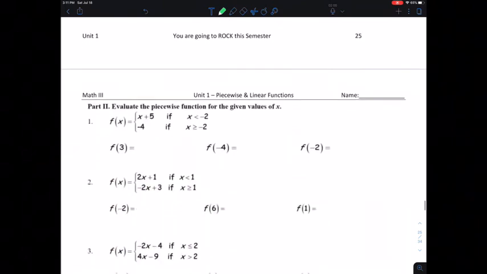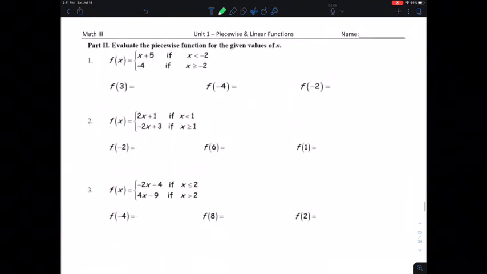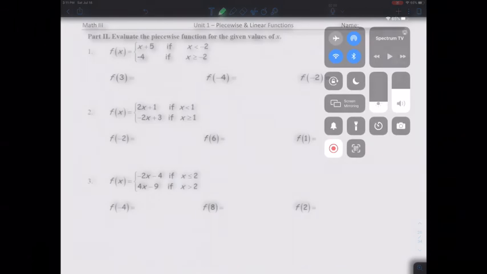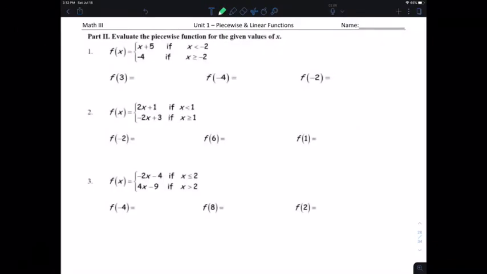And then we're going to also evaluate a piecewise function, which we did earlier. So what I'd like for you to do is try this on your own. Again, stop the video and then come back and see the remaining part of the video. Okay, welcome back. And I'm just going to briefly remind you how to do this.